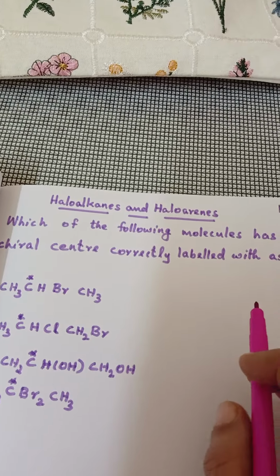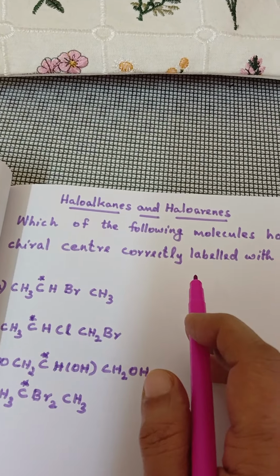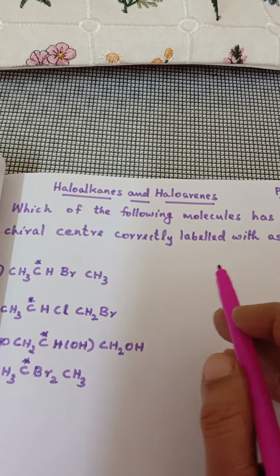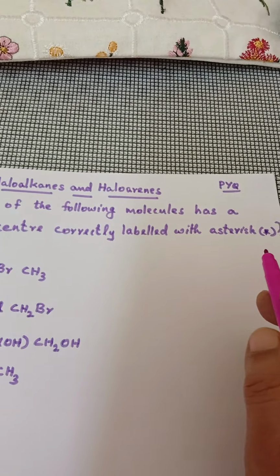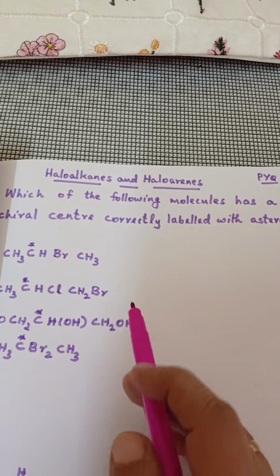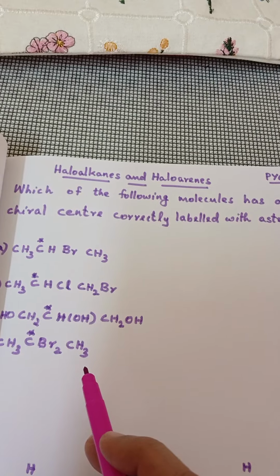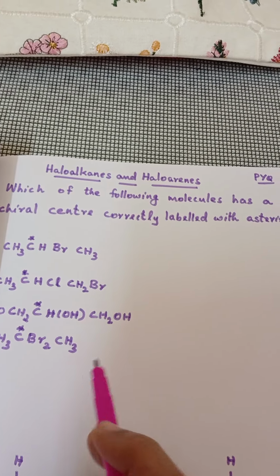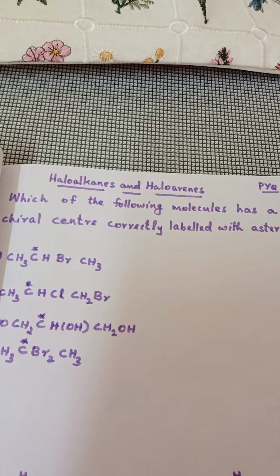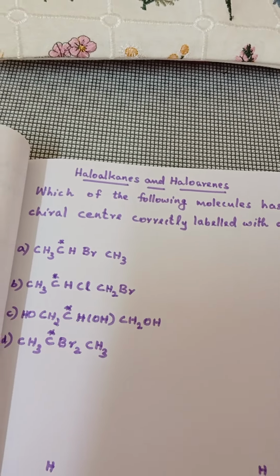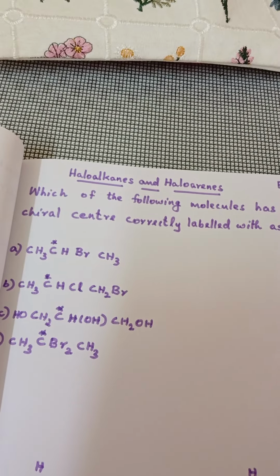Previous year question from haloalkanes and haloarenes. Which of the following molecules has a chiral center correctly labeled with asterisks? So these four compounds are given to us. We need to identify the correctly labeled chiral center, or which molecule is having the correctly labeled chiral center.